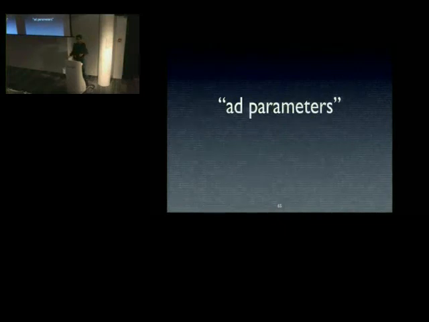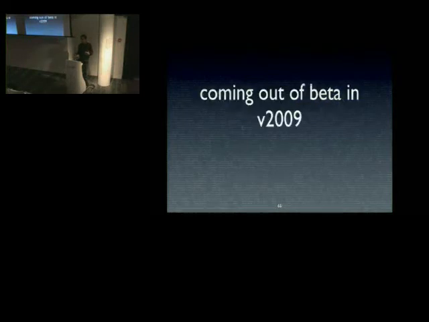Some of you already know about this feature. You may have heard of it as creative parameters or live ads, but essentially what we're calling it now is ad parameters. It's a feature of the API. It's a small feature, and it's coming out of beta in V2009. So it's small, but we think it's powerful. We think it's going to be interesting because it really extracts the key value of the API, which is enabling you to act in an automated way much faster as changes are happening in your systems.